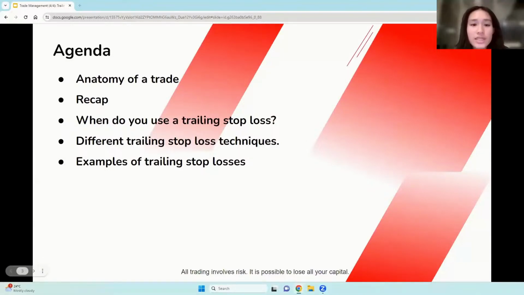Okay, we will firstly talk about the anatomy of a trade, followed by some recap of last week and the previous week's information, some trade management techniques, just a really brief recap on those, and then we'll jump straight into this week's trailing stop loss techniques, and we'll look at some examples of them as well. And if we have time at the end, we'll also go through a couple of live analysis charts. So feel free to pop into the chat if you have any questions or any requests for any charts that you guys would like to see.